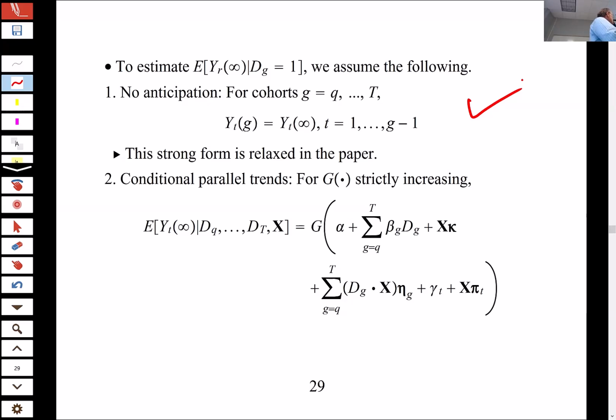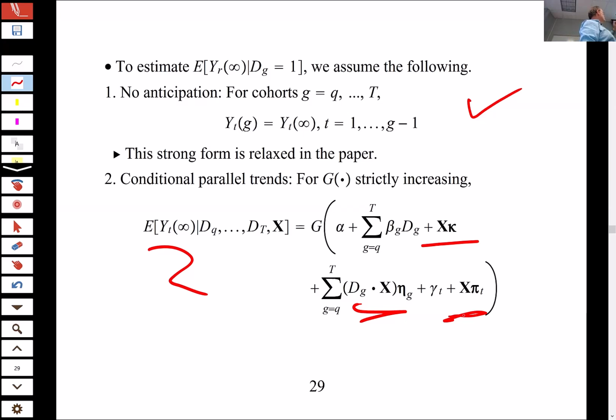And then this is the conditional parallel trends assumption, which is stated in terms of the never treated state. I'll just point out a couple of things here. This allows the covariates to show up in a very flexible way. The covariates get interacted both with the cohort dummy, which indicates when you were first treated, and with the time dummies, and this allows for this flexible trend within the function g. Again, the function g is something like a logit or an exponential, okay?